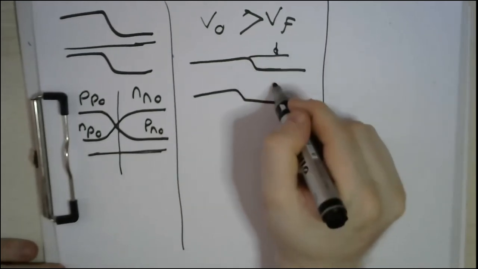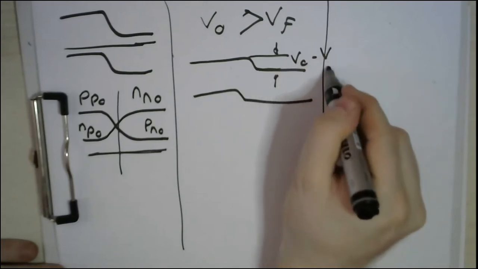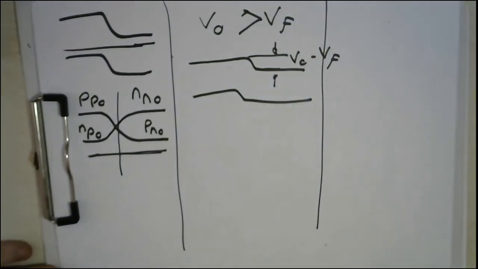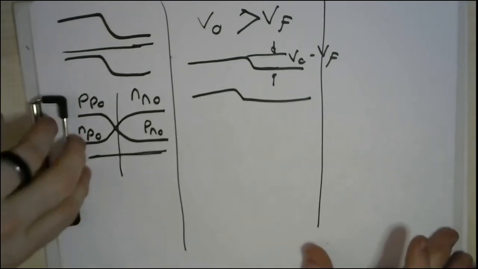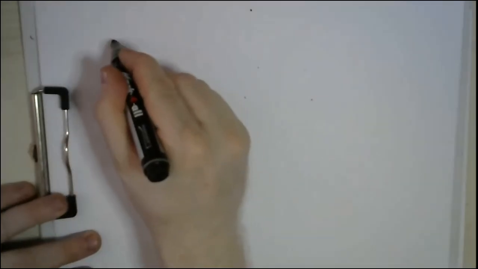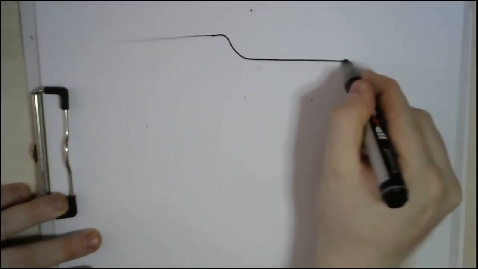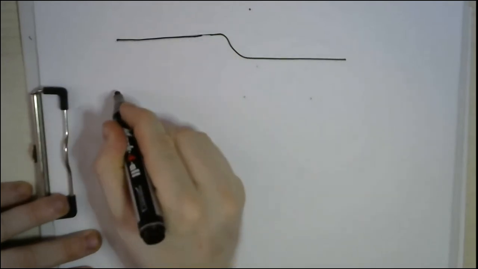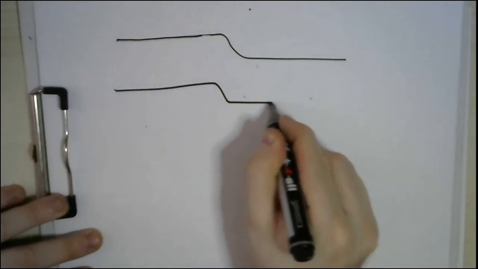This is V0 minus VF. Okay, what will happen to the carrier concentration? This is the question. Now, if you remember, my dear students, let me make it in a bigger page. Whenever you have a forward bias, then your barrier is lower.